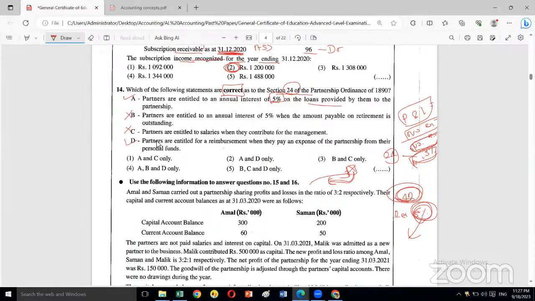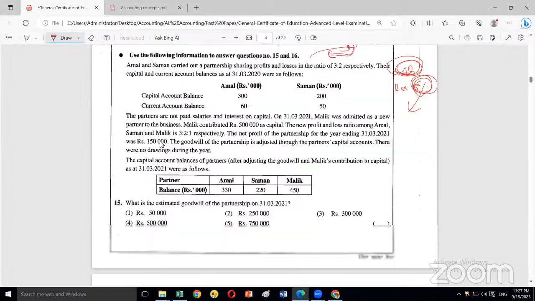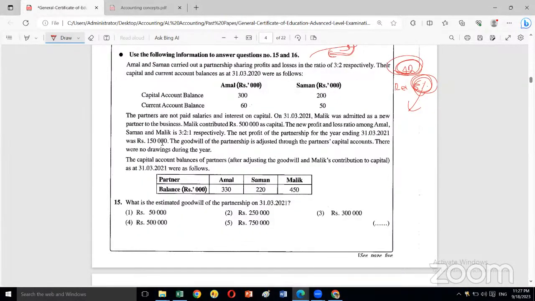That is also said in section number 24. So A and D are correct. So the answer is what? The second one is the correct answer. Question number 14 is done. So now I'm going to do question number 15.